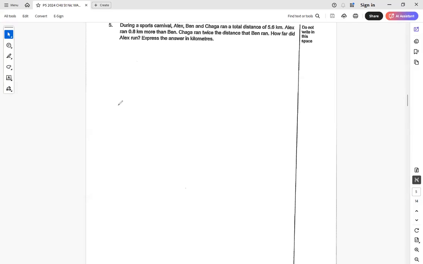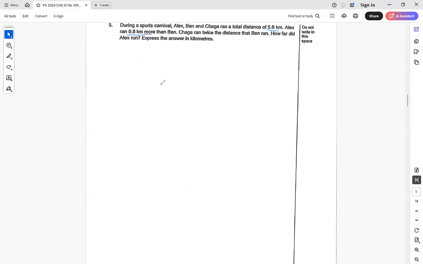Okay, during a sports carnival, Alex, Ben, and Chaga ran a total distance of 5.6 km. Alex ran 0.8 km more than Ben. Chaga ran twice the distance that Ben ran. How far did Alex run? Express the answer in kilometers. So for this question, they tell you the total distance is 5.6 km. Alex ran 0.8 km more than Ben. Okay, so this first comparison here is a comparison between Alex and Ben.